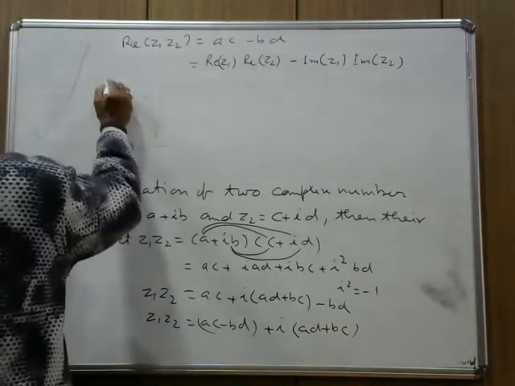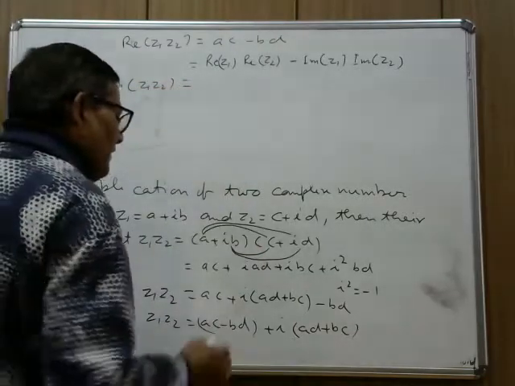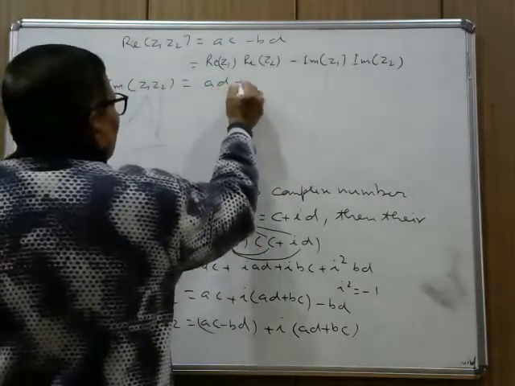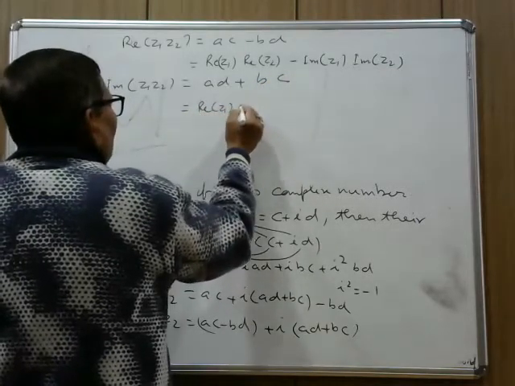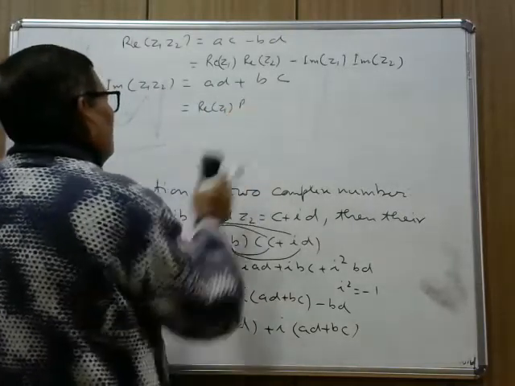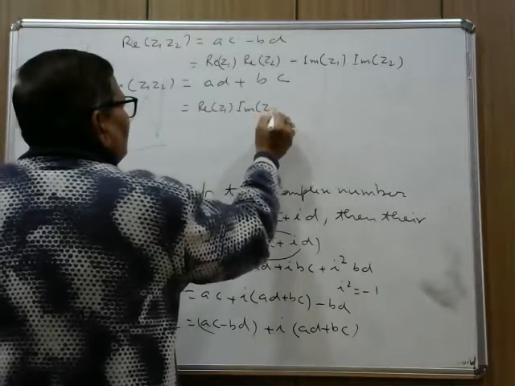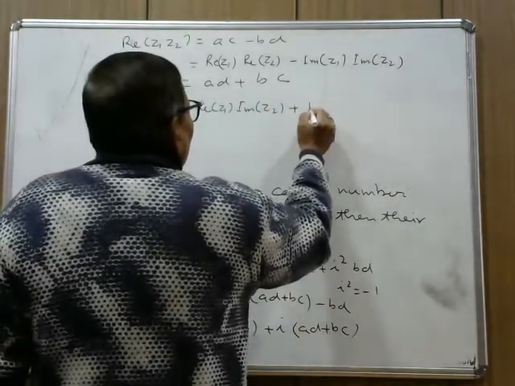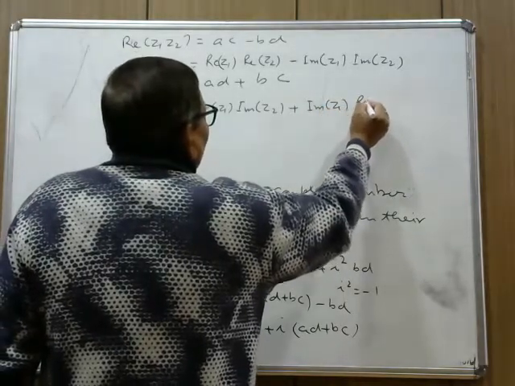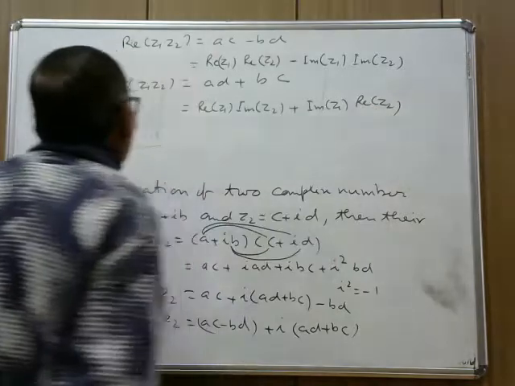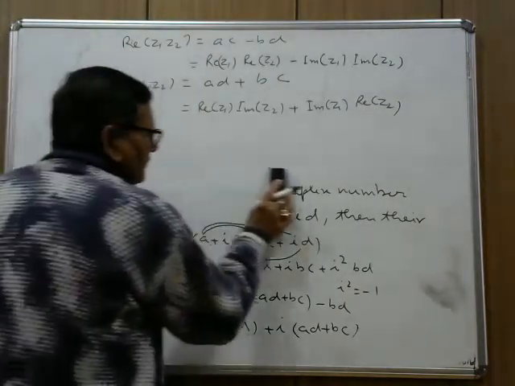Now the imaginary part of Z1 Z2 is equal to AD plus BC. A is the real part of Z1 and D is the imaginary part of Z2, plus B, the imaginary part of Z1, into C, the real part of Z2. You have another property for the product of two complex numbers Z1 and Z2.